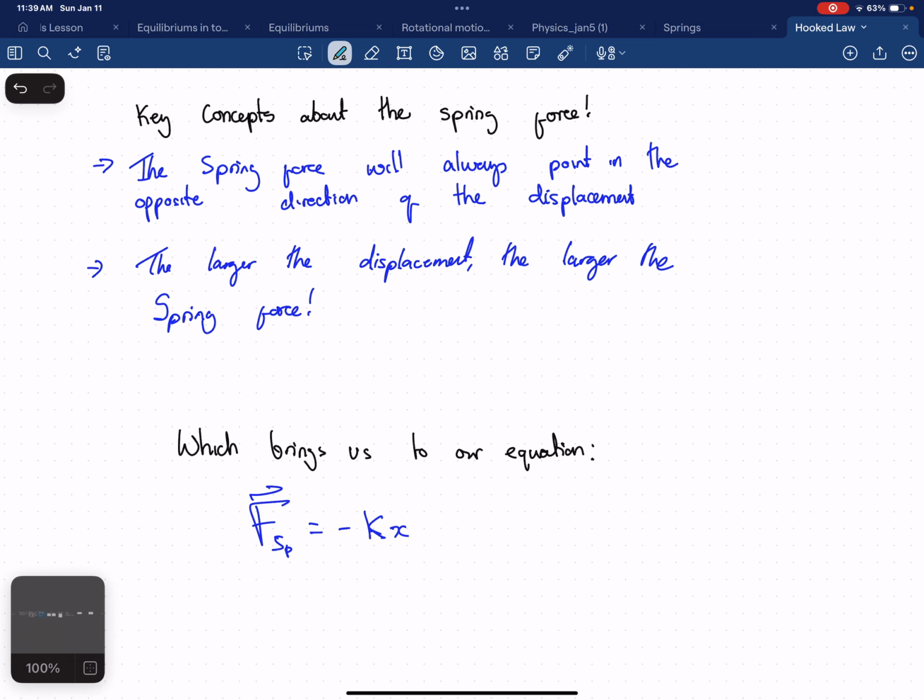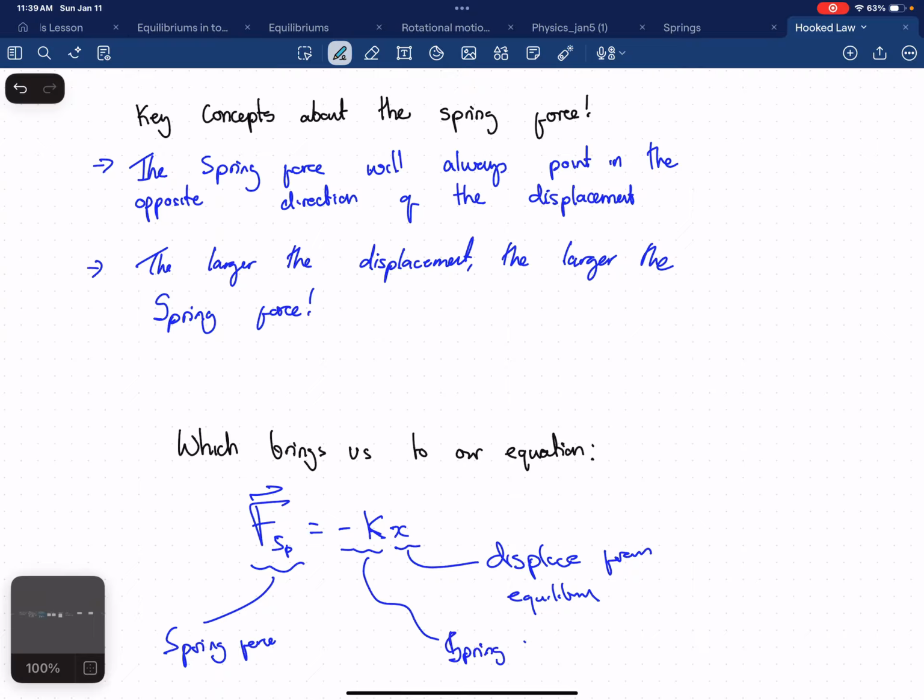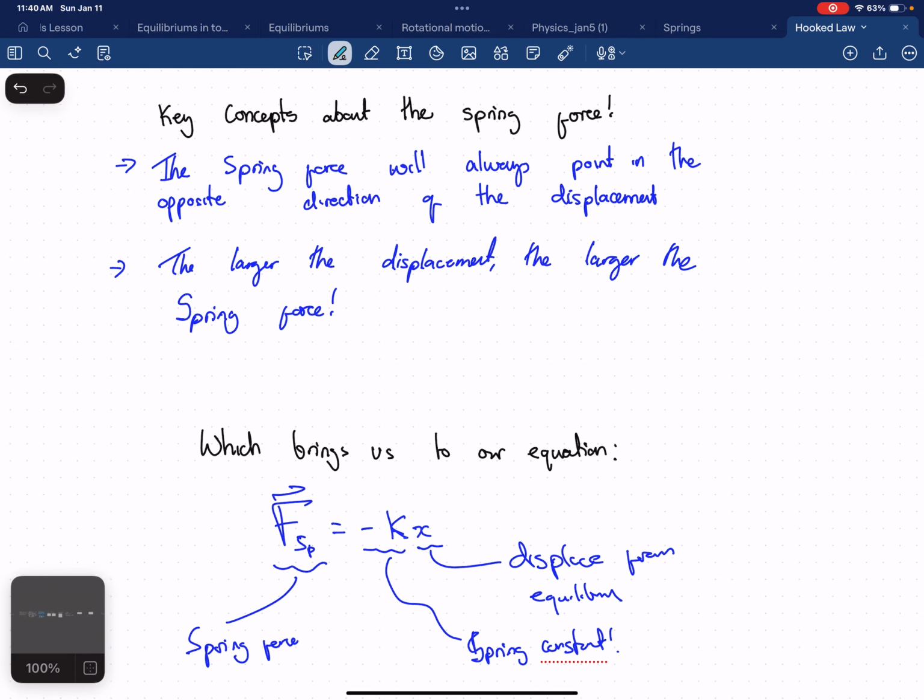So x here is the displacement from equilibrium. This F_sp is the spring force. And then k is the spring constant.